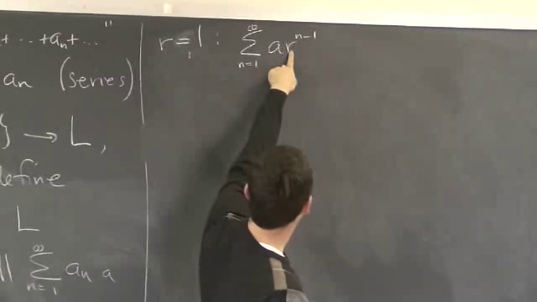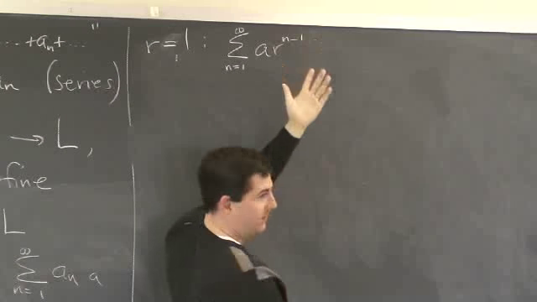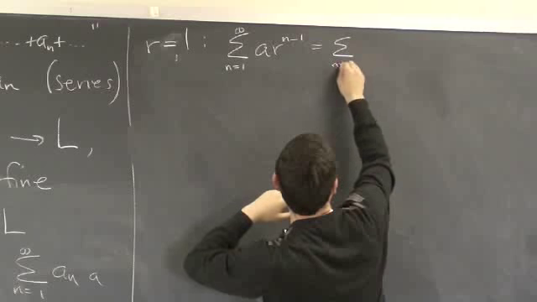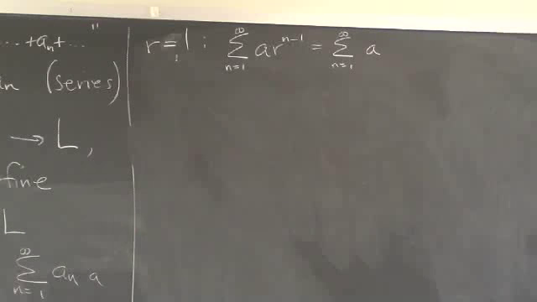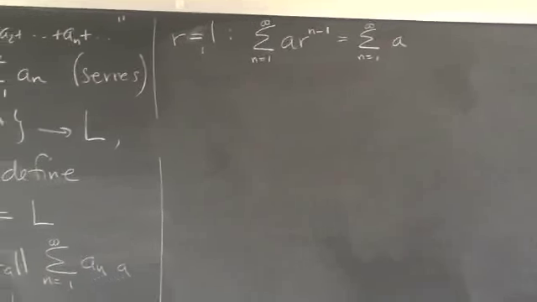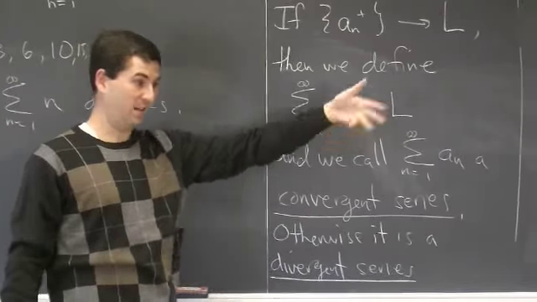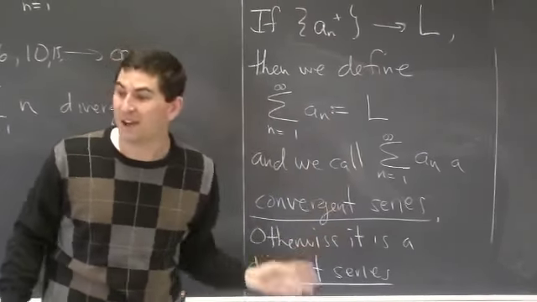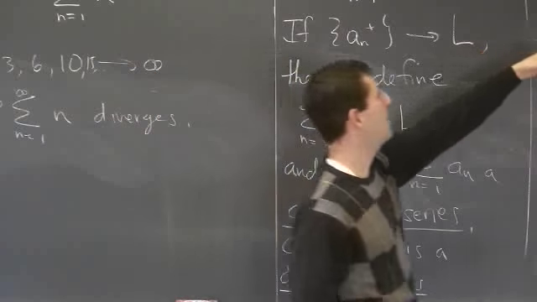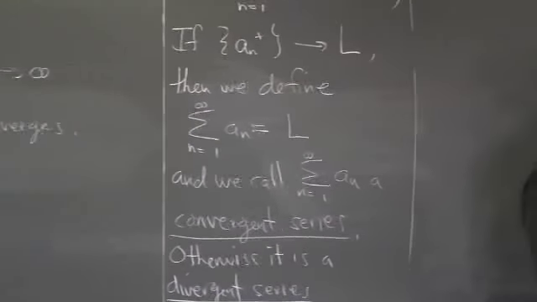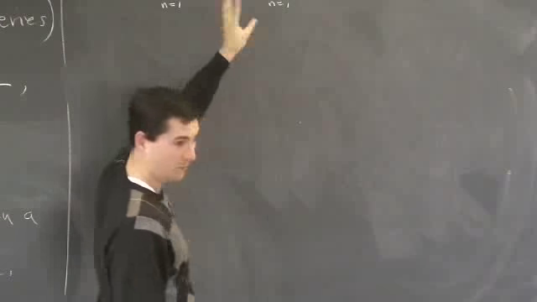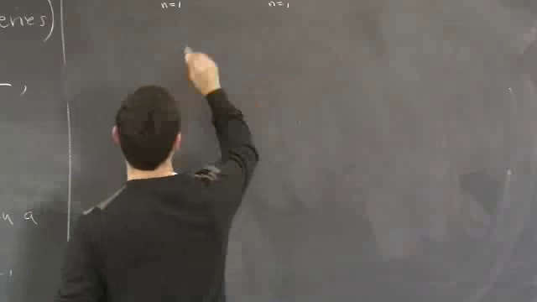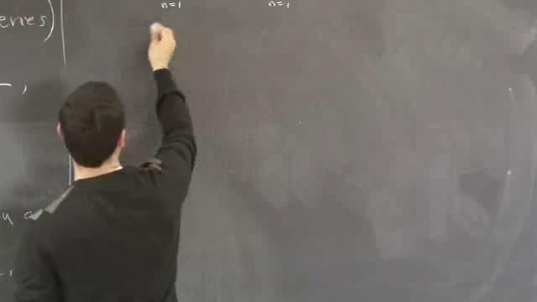Well, if r is equal to 1, then it's just the sum from n equals 1 to infinity of a. And, well, if a is 0, this is not such a bad thing. It would be 0 plus 0 plus 0, and it makes sense that's going to converge to 0. But if a is anything other than 0, what's going to happen to this? Yeah, what's going to happen? Well, what is the sequence? What's the sum sequence which is corresponding to this?